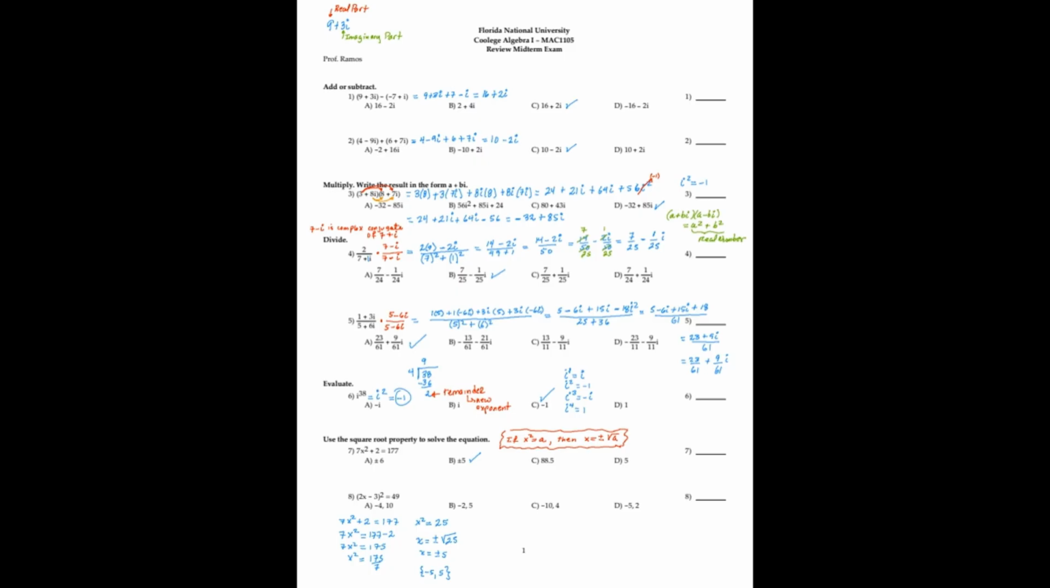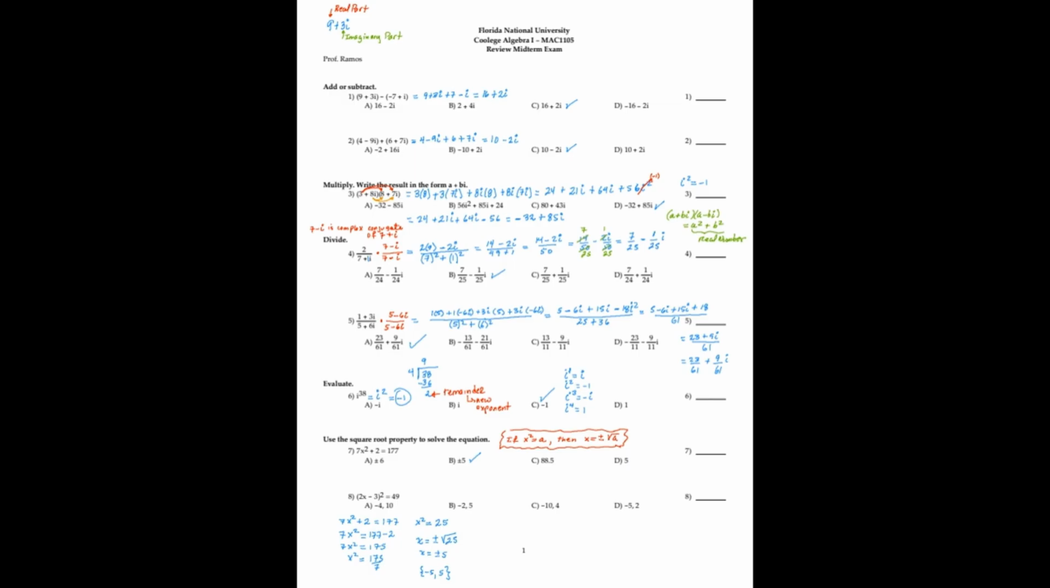Now, exercise number 8. Again, we have to take a square root. But in this case, we have the square of a binomial equal to a number. So when I take a square root in this case, I apply the square root and I get the binomial equal to plus minus the square root of the number, right?